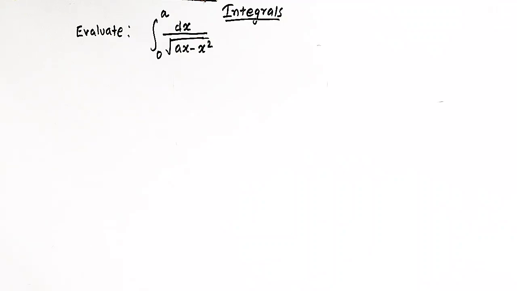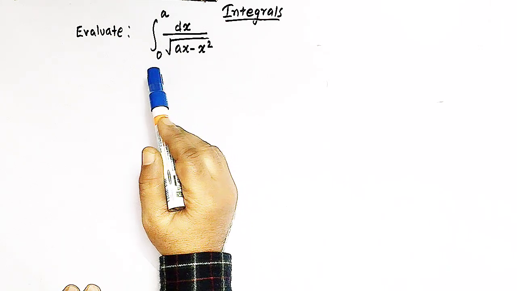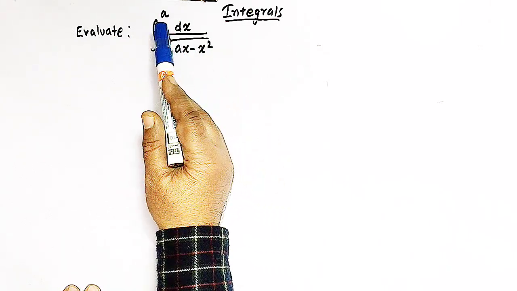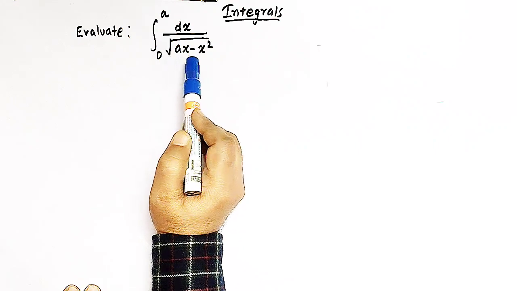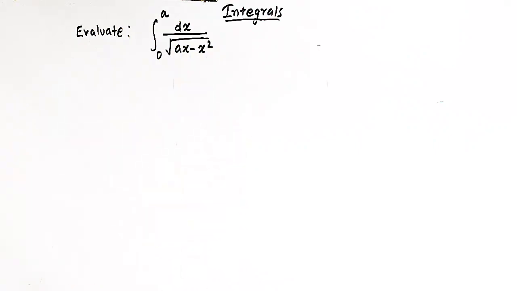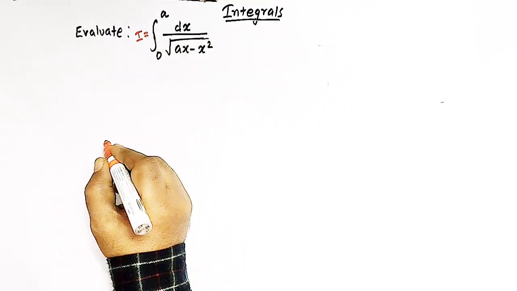Hello viewers, in today's session we are going to discuss another important problem from integration, and in this class we are going to evaluate this important integral where we have 0 to a dx over square root of ax minus x square. In this class we'll solve this integral with the help of the concept of beta and gamma functions. Before applying the concept of beta and gamma functions, let us first apply the method of substitution. So let us first take this integral as I.